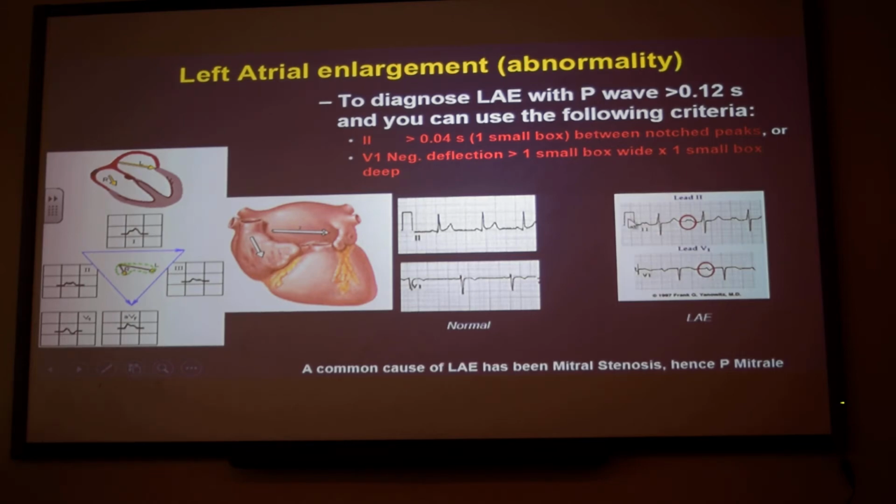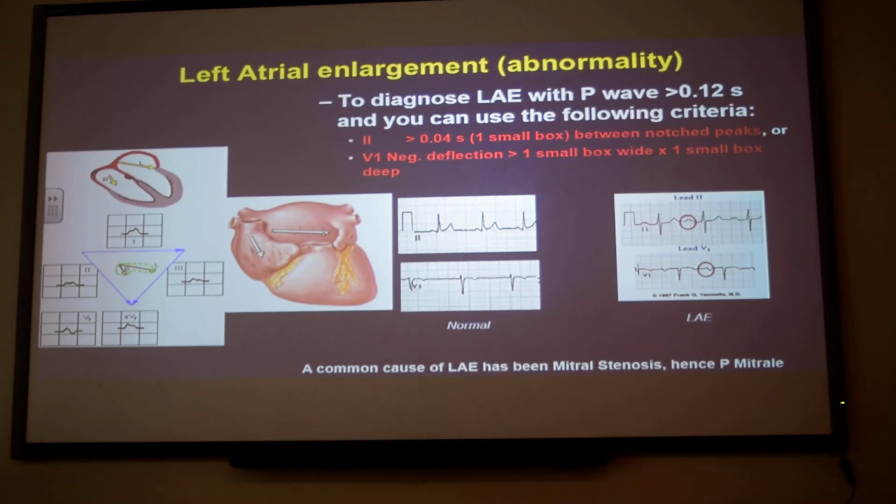But if that small negative is more than 1 millimeter in width and more than 1 millimeter in height, the normal is 1 millimeter by 1 millimeter or less. If it's more than 1 millimeter, this is evidence that there is left atrial enlargement. So duration in lead 2 is more than 3, the M shape, I look to V1. Negative part in V1 is more than 1 millimeter in width, more than 1 millimeter in depth. This is significant. So we say there is left atrial abnormality or enlargement. Any question here about it?